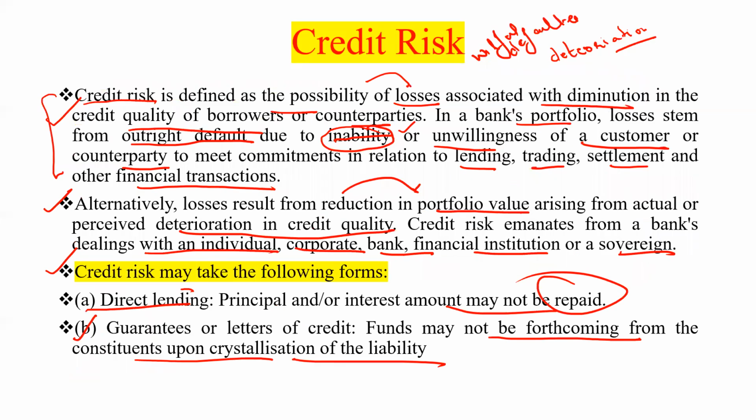So credit risk basically takes place in the following forms. First one, that is the direct lending. Second one, that is the guarantees or the letter of credit.